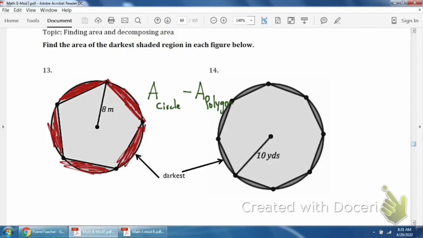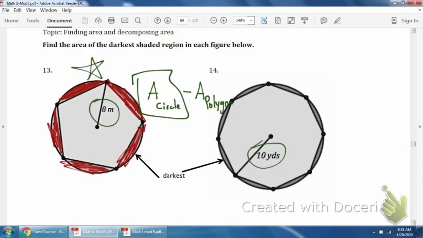So in this one, what we're really trying to do, they're giving you the radius. Notice, radius here is 8, radius here is 10. Okay, so we should be able to easily find that one, pi r squared. Okay, this one should be 64 pi, this one should be 100 pi. Okay, super easy. The hard part now is going to be finding the area of that polygon inside.